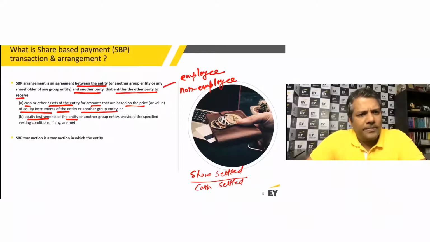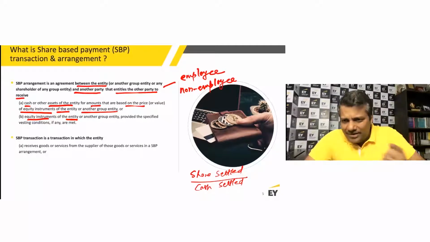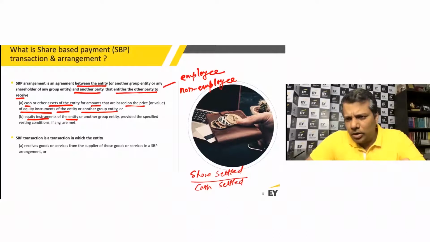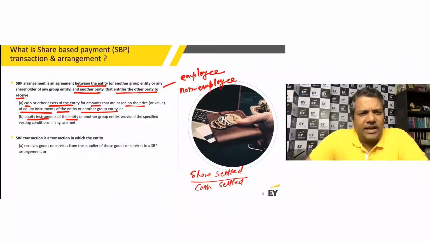Now, it's a transaction in which the entity receives, in exchange, goods or services. If it's a transaction with a supplier in which I agree to do a share-based payment arrangement, I may receive some equipment, raw material or whatever, depending upon the terms of the arrangement. Or if it is with an employee, then essentially I'm receiving services. Or it could be a third-party service provider also.